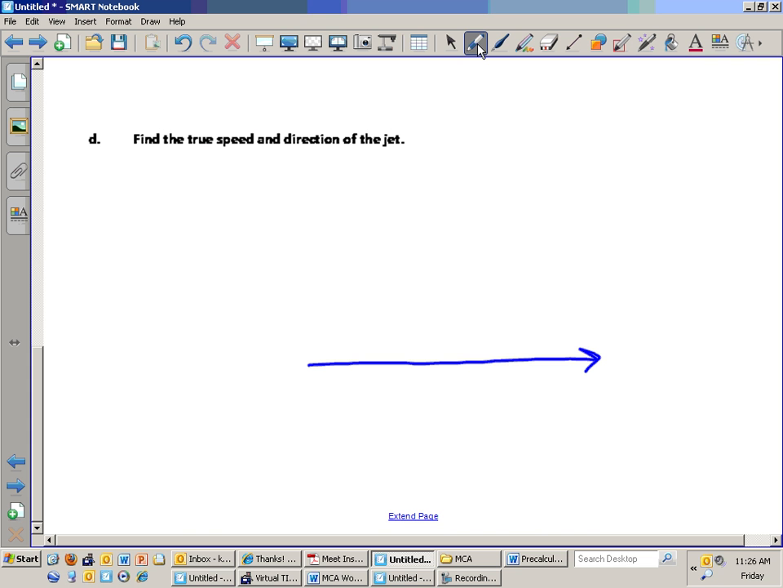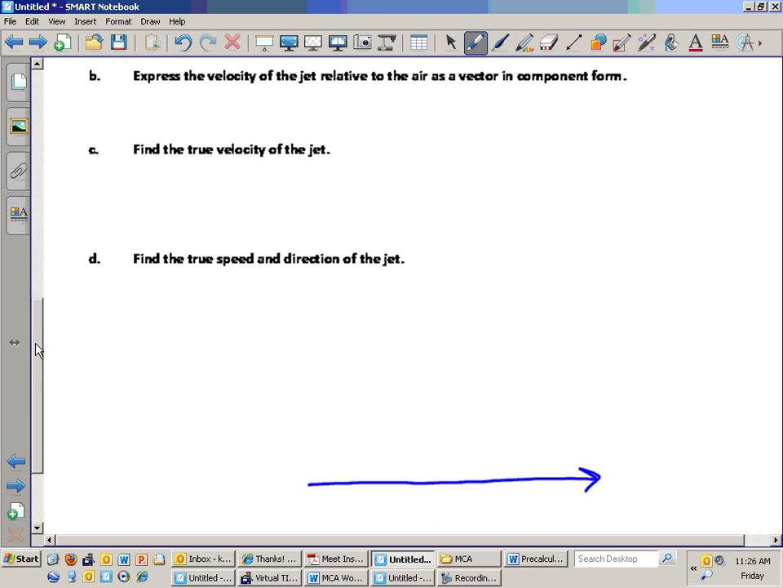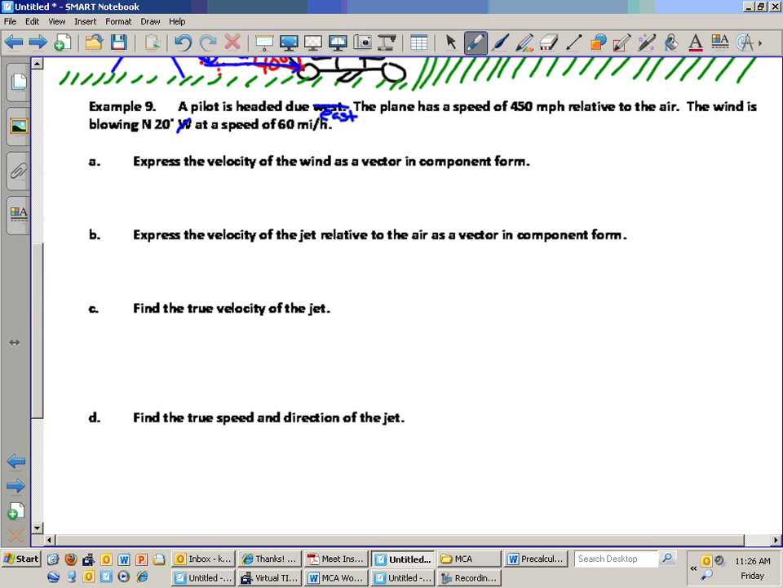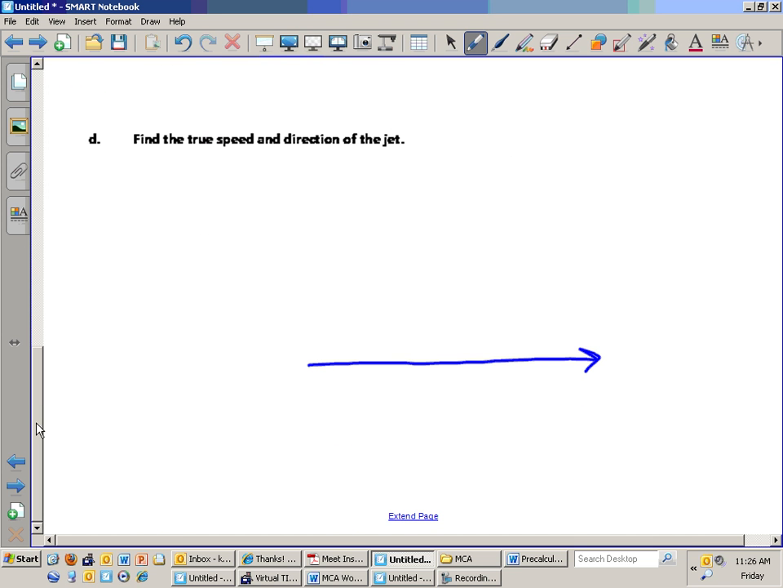We switch it to east. I'm sorry. I want to give you guys a problem that models more closely what we saw, so I had to switch it. Okay, so we're going to make this vector like that. Now this vector formed by the plane has a length of what? A magnitude of what? 450. And then this vector has 60.